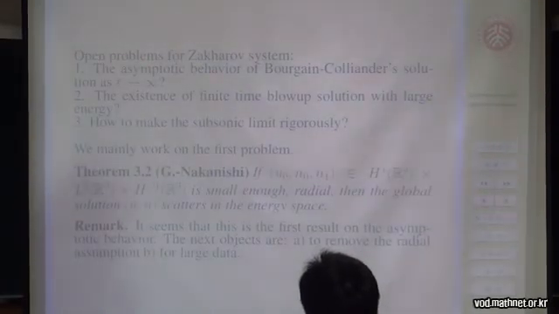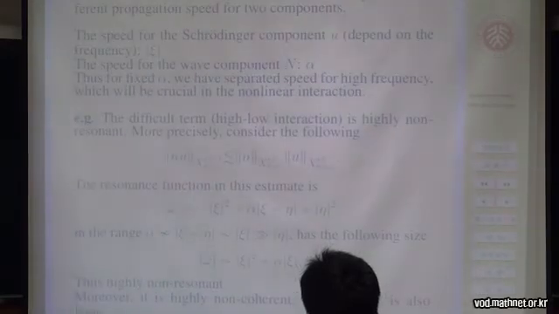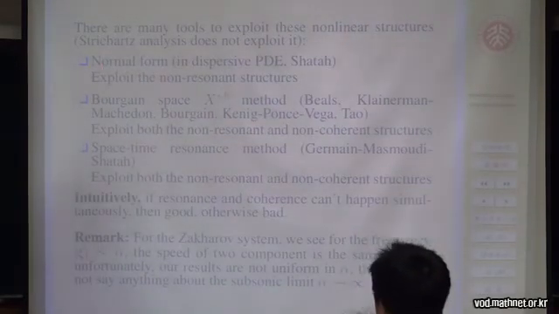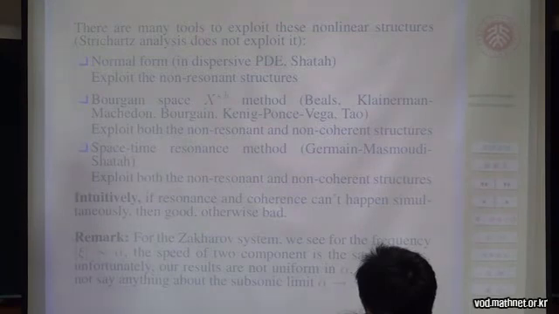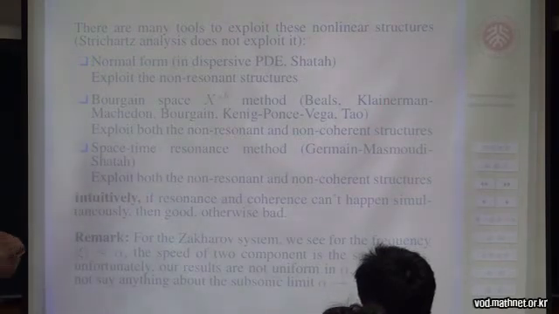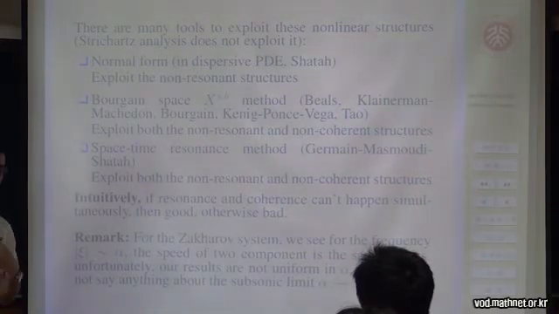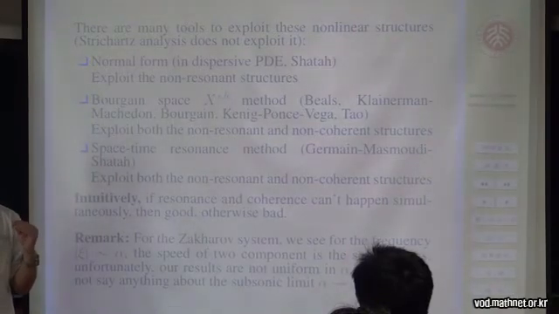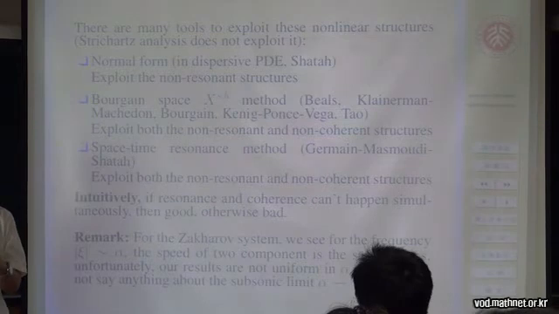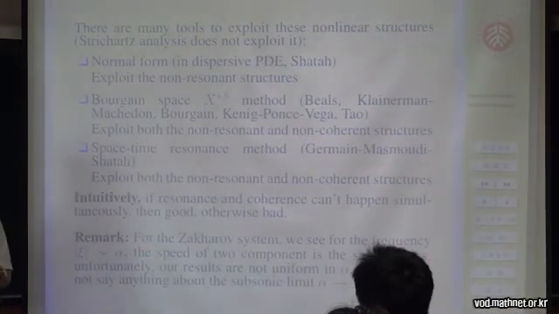For this, I should say something more. We use the normal form reduction and the Strichartz estimate. Usually, if you just use Strichartz analysis, you don't use any bilinear or nonlinear interaction structures of the nonlinear term. So you only use Holder inequalities, right?